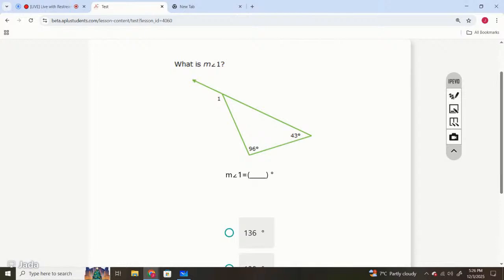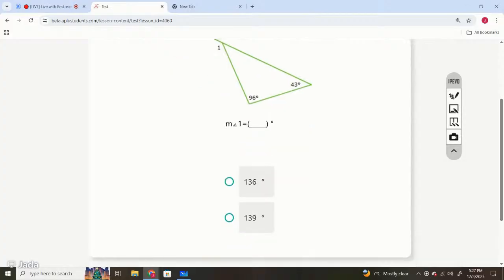What is the measurement of angle 1? So the measurement of angle 1 is the sum of the other two angles. So that is 139 degrees.